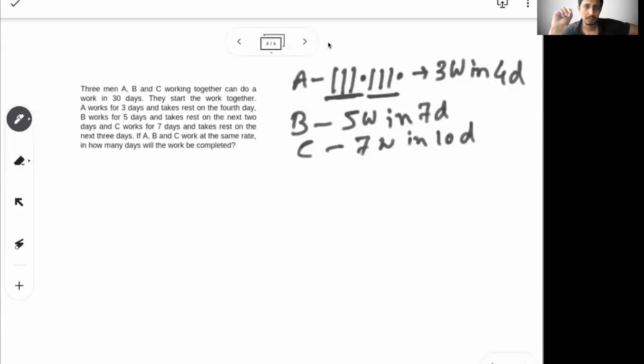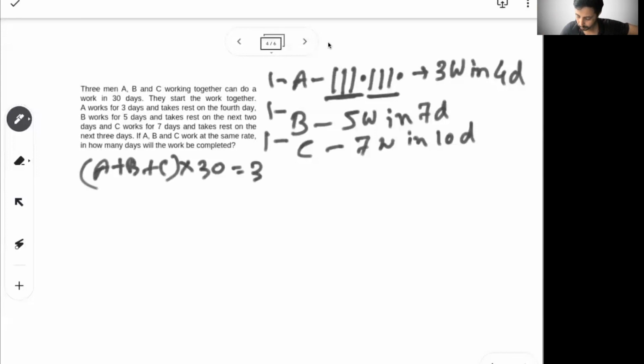Now they said A, B, C work at the same rate. So let's say each of them works 1 unit per day. Together, they can finish the work in 30 days. So A plus B plus C is 3 units per day, times 30 days, which is 90 units, the total work. Here you just need to do trial and error. You have to see how many cycles, and we'll try to see how close we can get.